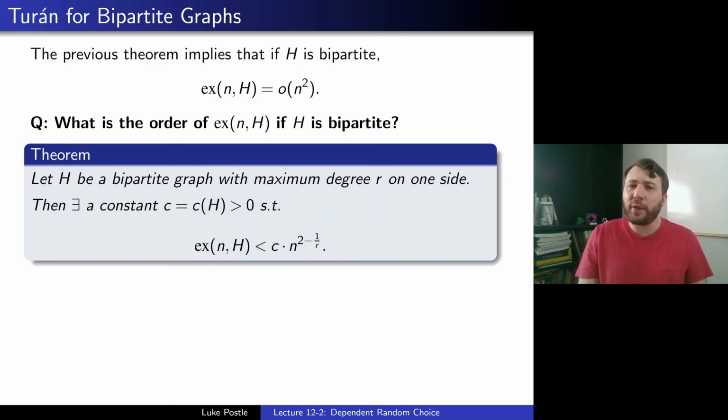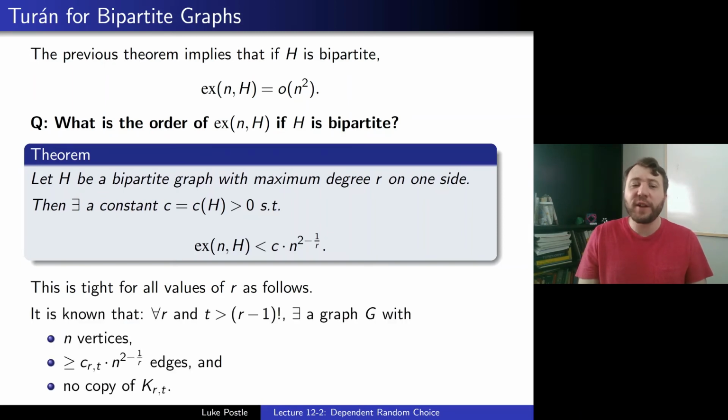And in general, though, it's tight for all values of R, as follows. It is known that for every R and for every t greater than R minus 1 factorial, there exists a graph G with n vertices with at least c_{R,t}, some constant depending on R and t, times n to the 2 minus 1 over R edges, and no copy of K_{R,t}.